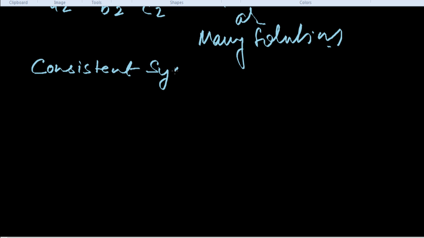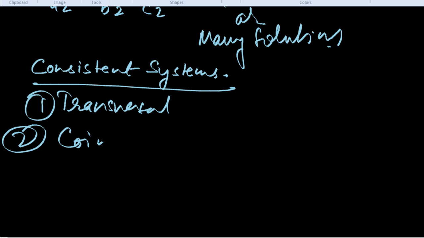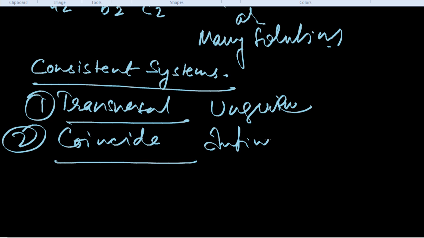Consistent systems are: number one, transversal systems are always consistent. Number two, coincide systems are always consistent. These two sorts of systems, because here we get a unique solution and here we get infinite solutions. So in both we get some solutions, so they are consistent systems, and the parallel system is not a consistent system.